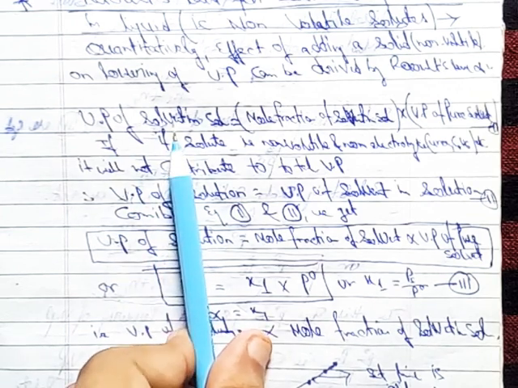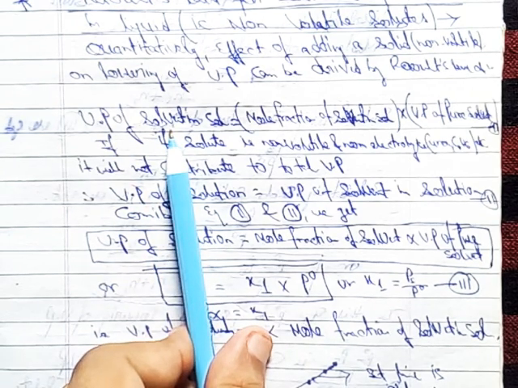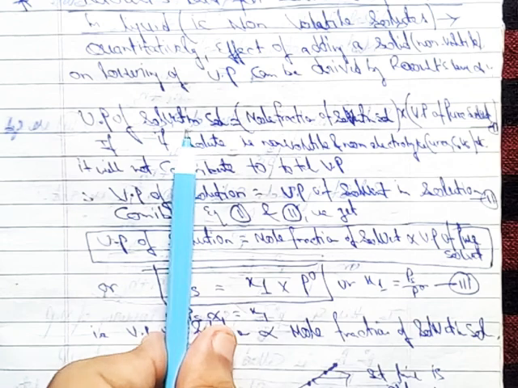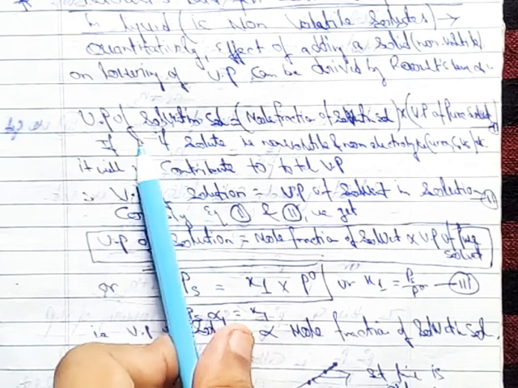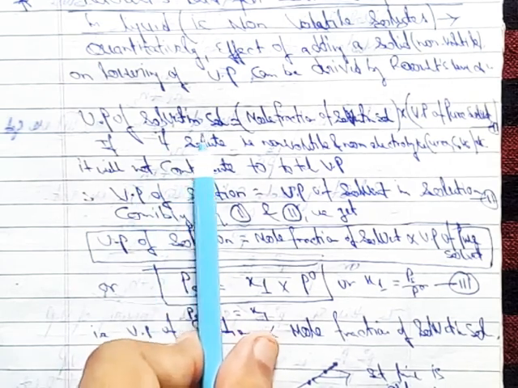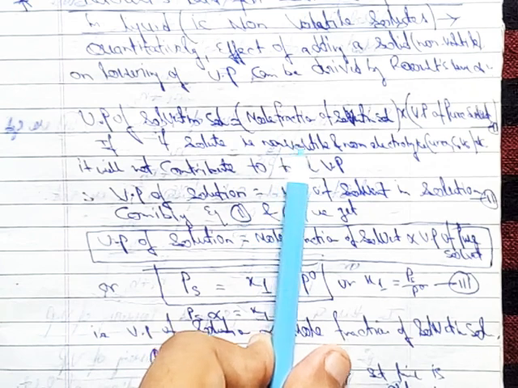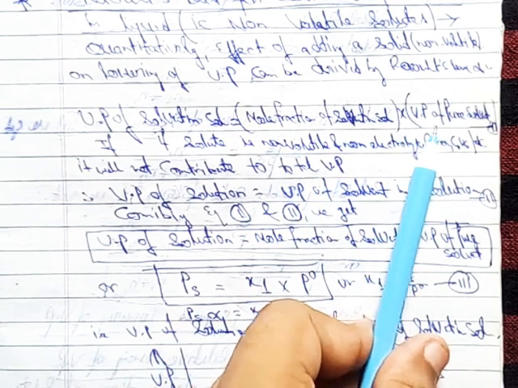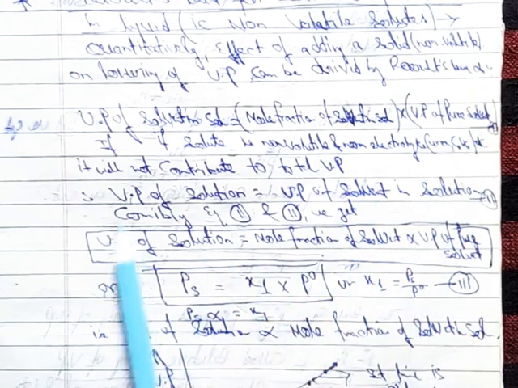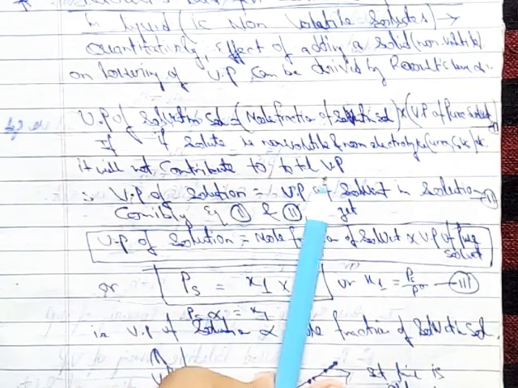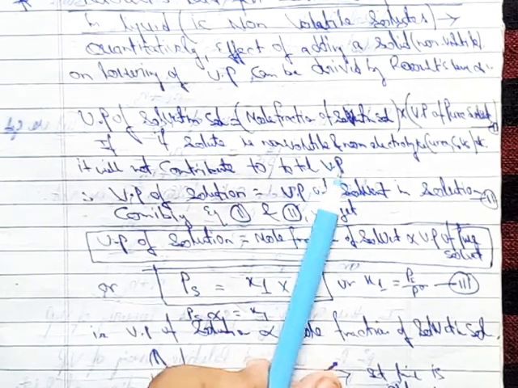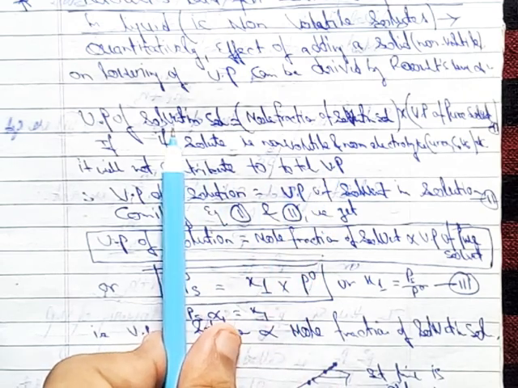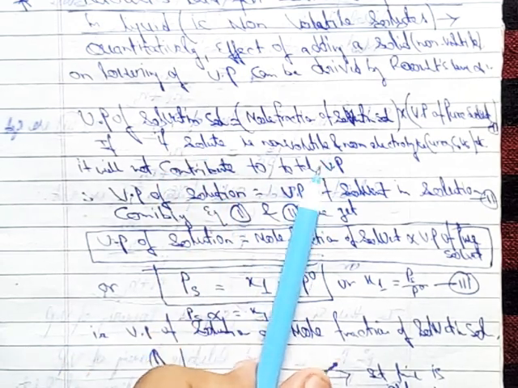The vapor pressure of the solvent, because the solute is non-volatile, will not form vapor, as it is in the solid state. So vapor pressure will be formed only because of the solvent, not because of the solute. Therefore, the vapor pressure of the solvent in solution is equal to the mole fraction of the solvent in solution times the vapor pressure of the pure solvent. If the solute is non-volatile, it will not contribute to the total vapor pressure. Vapor pressure will be formed only because of the solvent, because the solute is non-volatile.